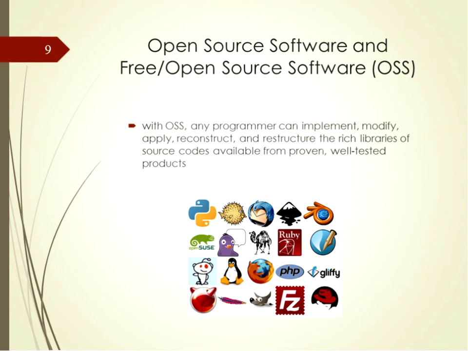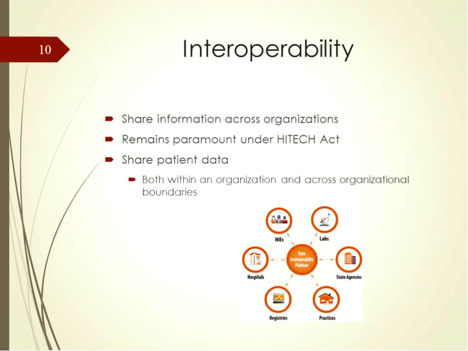Spurred by a greater sense of urgency to adopt IT, health industry leaders are showing renewed interest in open source solutions. Healthcare is realizing the benefits of OSS. According to Gould and Brown, other benefits of open source software, such as low cost, flexibility, and opportunities to innovate, are important, but independence from vendors is the most relevant for healthcare. Interoperability, the ability to share information across organizations, will remain paramount under the HITECH Act. The ability to share patient data is extremely important both within an organization and across organizational boundaries.